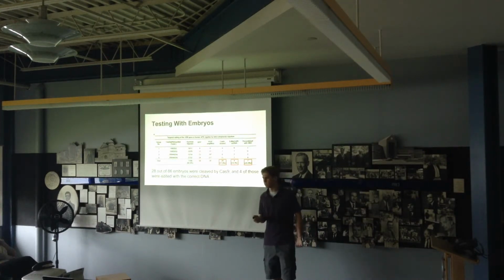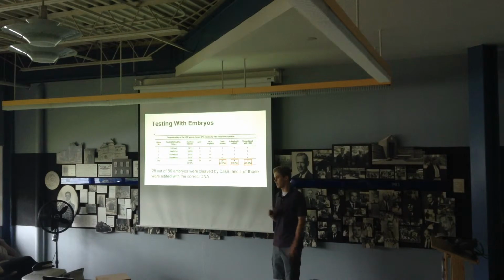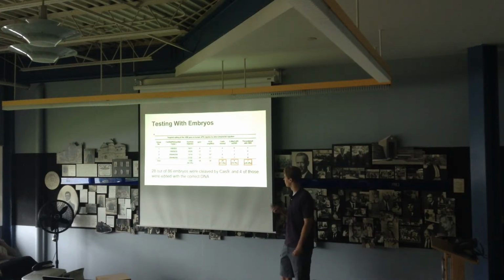So they did the CRISPR-Cas9 thing again on HBB, and they started with 86 embryos. Of those 86, 28 of them were actually cut by Cas9. But of those 28, only 4 were edited with the piece of DNA that the researchers injected. So that means only 4 of the 28 Cas9 cleaved embryos actually acquired the mutations that the researchers are trying to introduce.